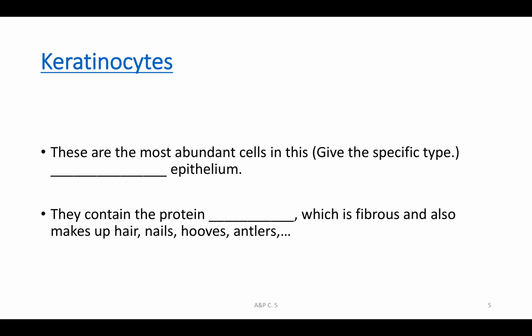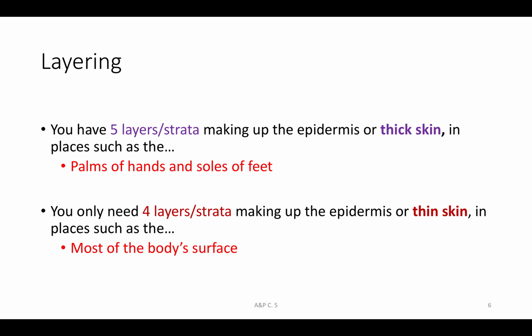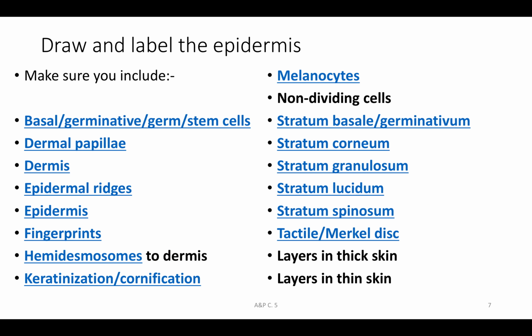In your integumentary system, the most common type of cell is stratified squamous epithelium, and many of these cells are going to contain the protein keratin, which is made by cells called keratinocytes. Our epidermis is going to have different layers depending on where we find this skin. If the skin is on the palms of our hands or the soles of our feet, it has 5 layers, which we call thick skin. Everywhere else in your body, you only have 4 layers, which we call thin skin.